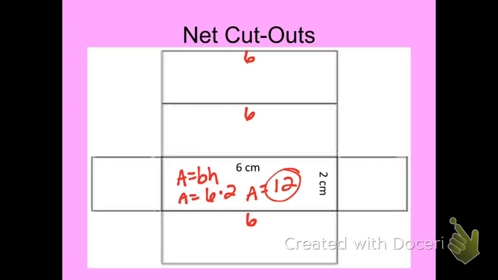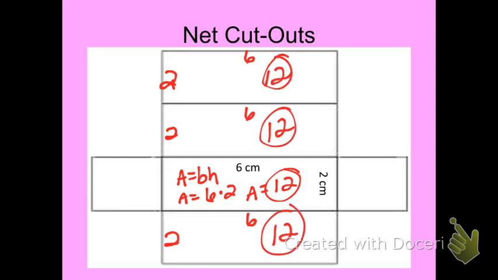That makes all of these sides what? 2. So this is 2, 2, and 2. So all of those, all 4 of these have what area? 12 each. 12 each. So we'll go 12, 12, and 12. So you have 4 12s.